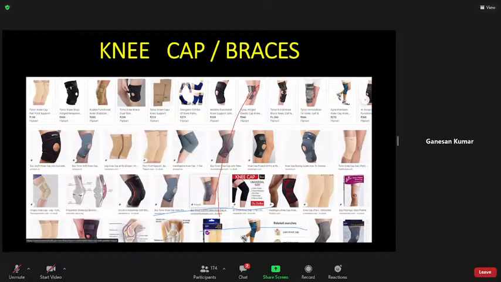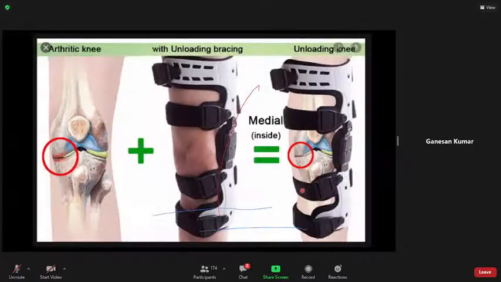So this is the kneecap. Now coming on to the braces, these are unloading braces. These are working on a 3-point principle. So when you have a joint space decreasing, these kinds of braces, which are slightly expensive, can take off some amount of load. But these braces have to be worn whenever the patient is going to do an activity on weight bearing.